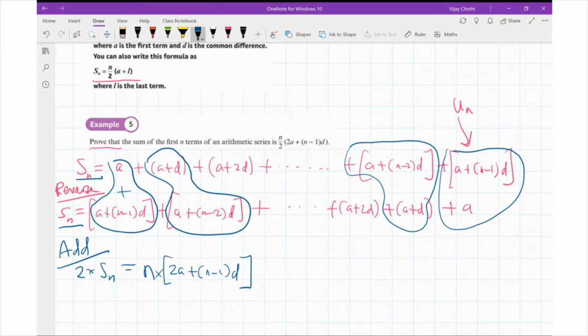Then the final step, to find Sn, you just divide everything by 2. So when you divide by 2, you get n over 2 times the bracket 2a plus (n minus 1)d.